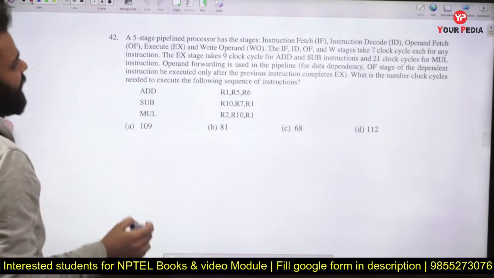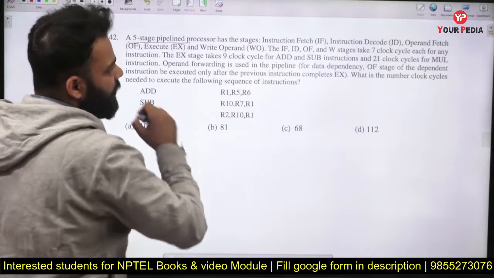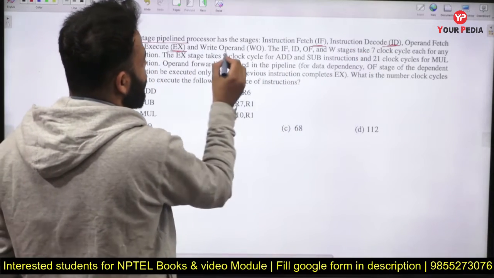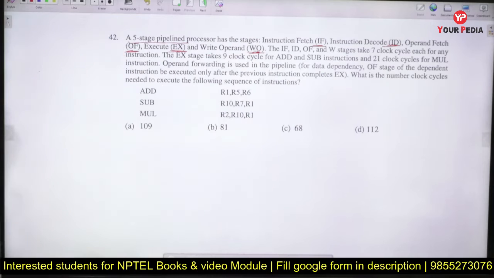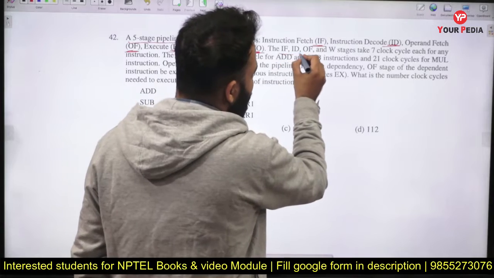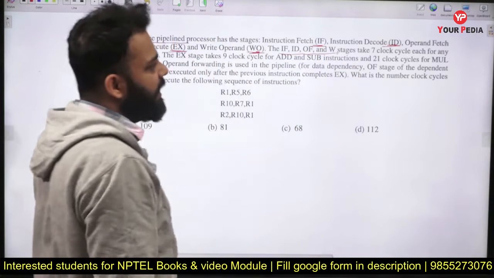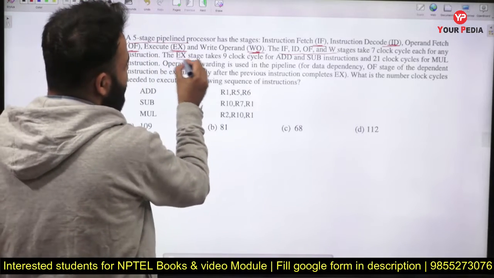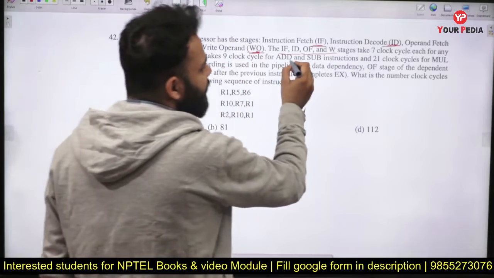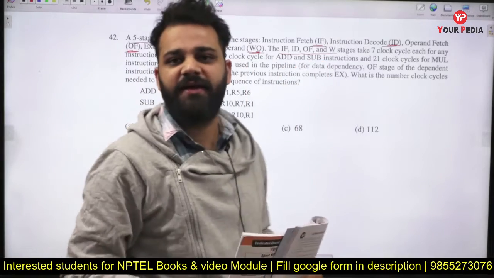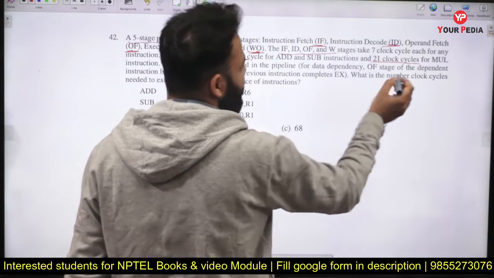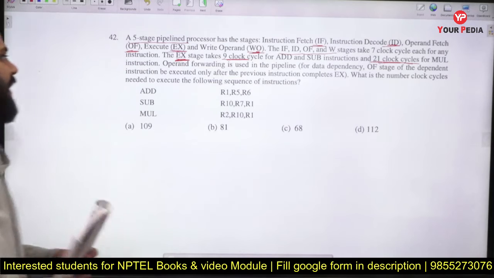To the 5-stage pipeline with instruction fetch, instruction decode, operand fetch, execution and write operand cycles. So it is a 5-stage pipeline. Now instruction fetch, instruction decode, operand fetch and write back takes 7 clock cycles for all the instructions, and the execution stage, the 4th stage, takes 9 cycles for add and subtract and 21 cycles for multiplication operation. 9 cycles for all add and subtract instructions and 21 cycles for multiply operation.